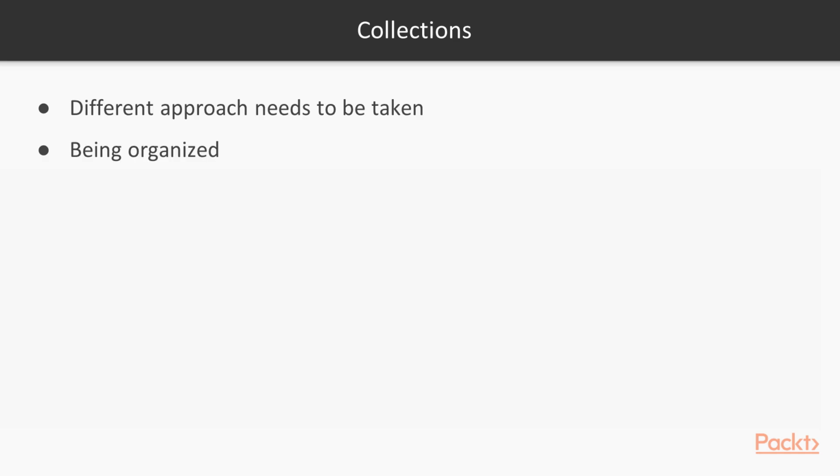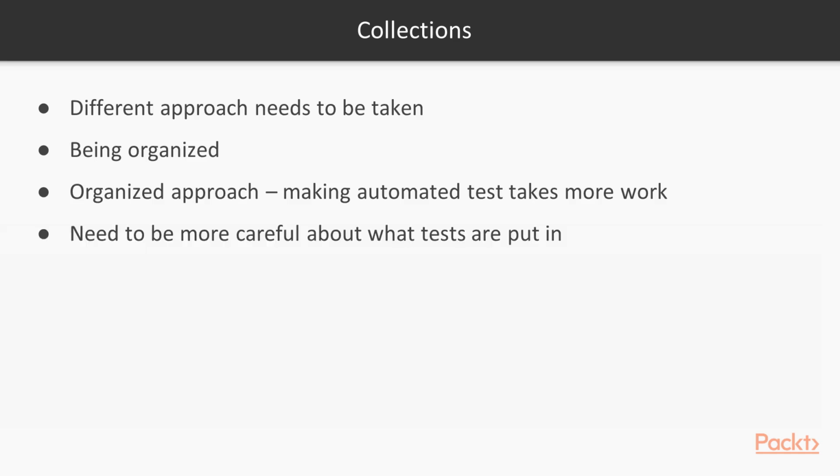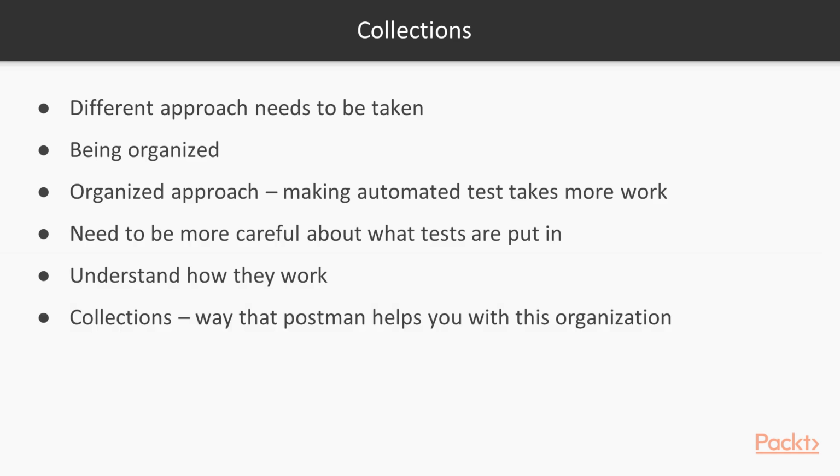And one of those things is being organized. You need to have a little bit more of an organized approach. Making automated tests takes more work, both creating them in the first place and also maintaining them as time goes on. So you need to be more careful about what tests you're putting in, and also about understanding how they work. The way Postman helps you with this organization is with something called collections.